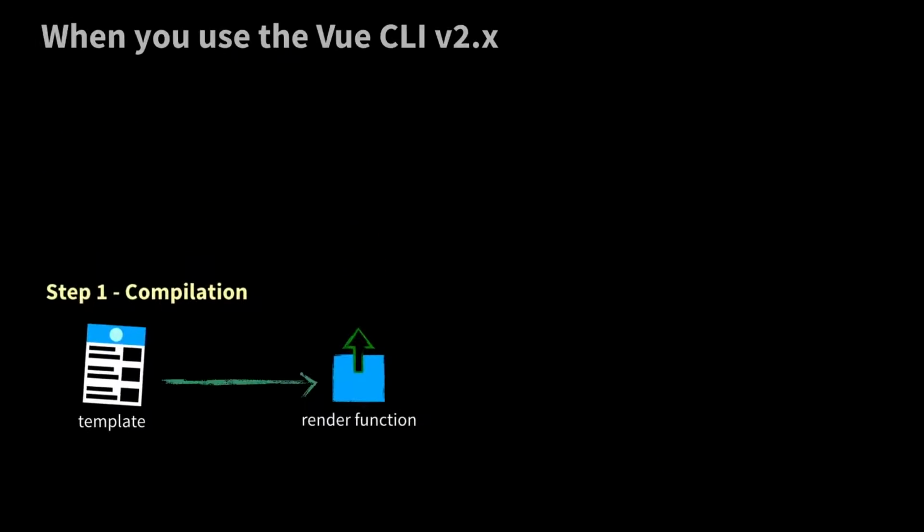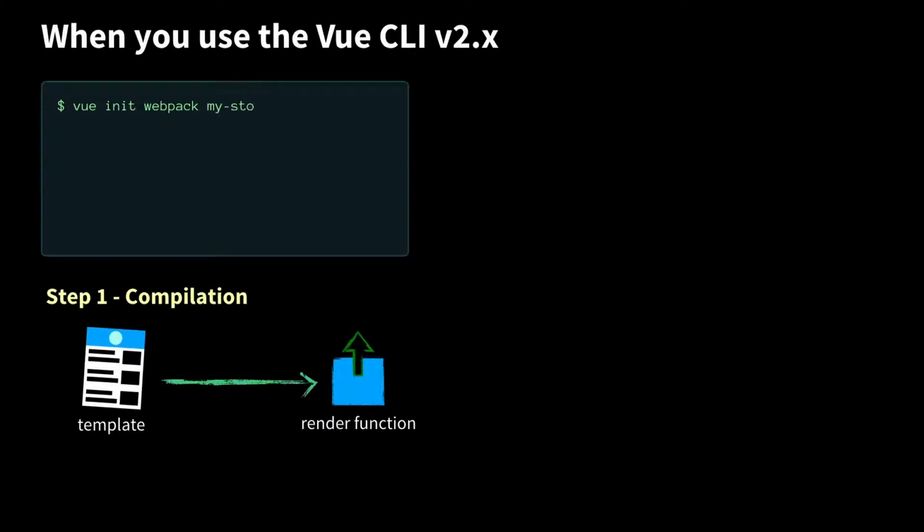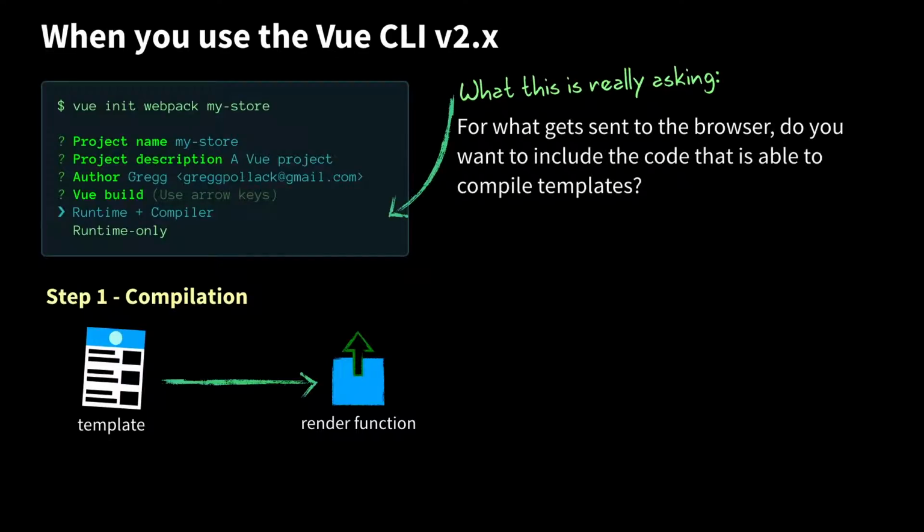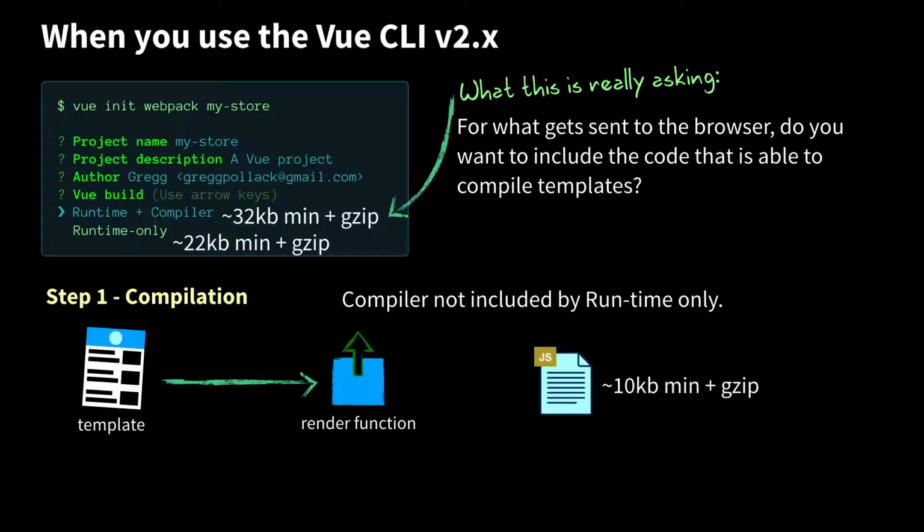When we use the Vue CLI to create a new Vue application, we're asked a few questions, including which build should we use, runtime and compiler, or runtime only? What this is really asking is, for what gets sent into the browser, do you want to include the code that's able to compile templates? If we do, then we include the runtime and compiler, which is 32K, otherwise just the runtime only, which is 22K. So the compiler is about 10 kilobytes, and it's not included when we select runtime only.